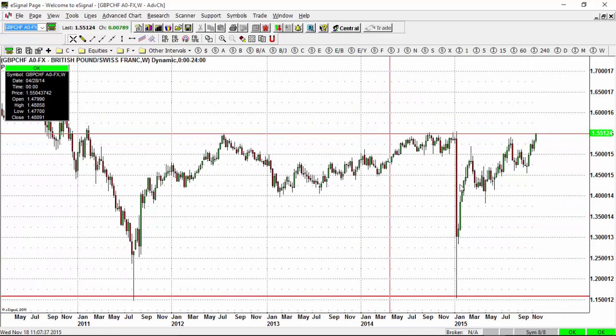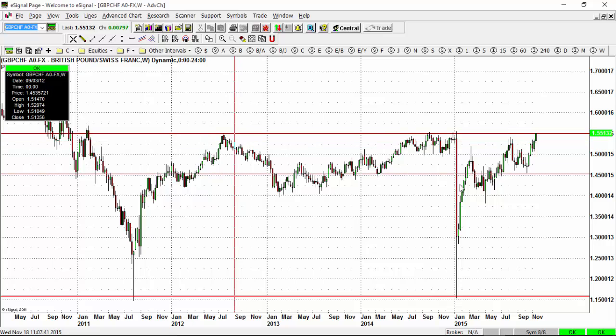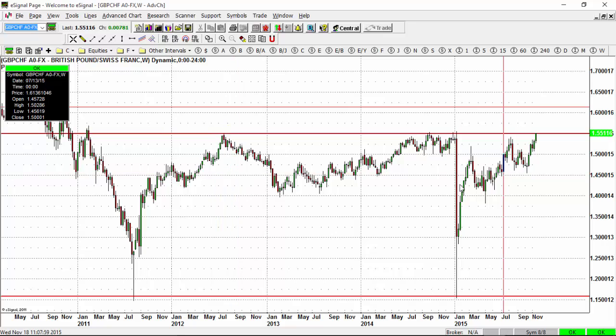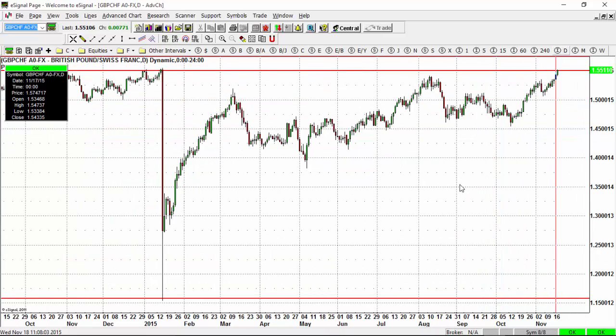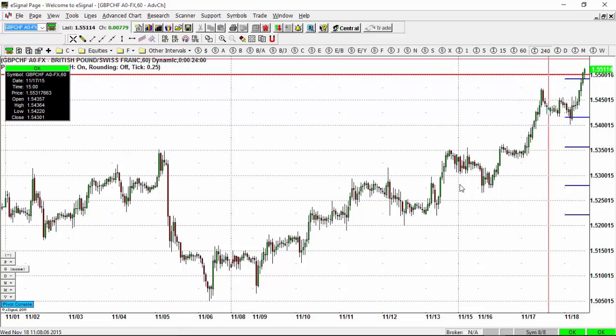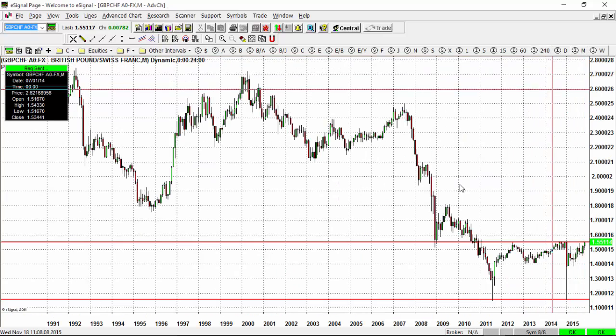Also, take a look at the critical resistance in this British pound Swiss franc. We have resistance near this 155 region. This is a weekly chart of the British pound Swiss franc, and we see the market tested the region in 2012, in 2014, 2015. So we're coming up on an area of significant resistance in this currency pair, and it will be interesting to see if the market can close the month.